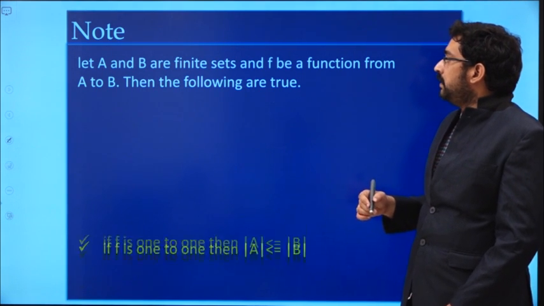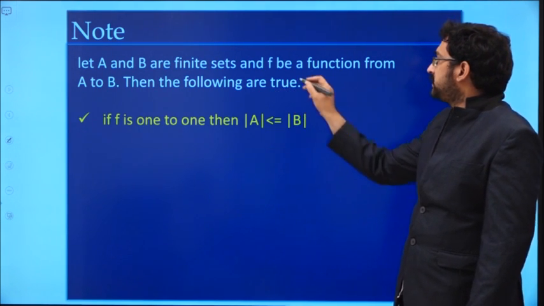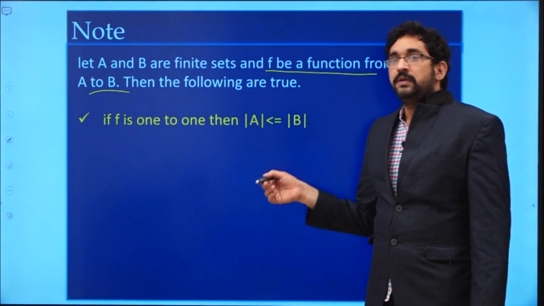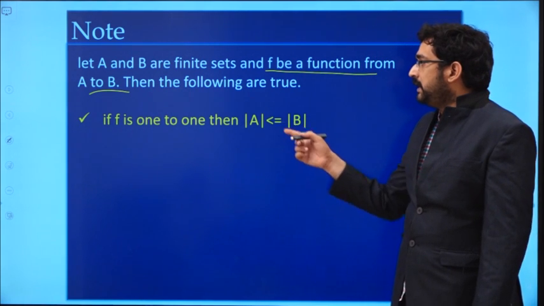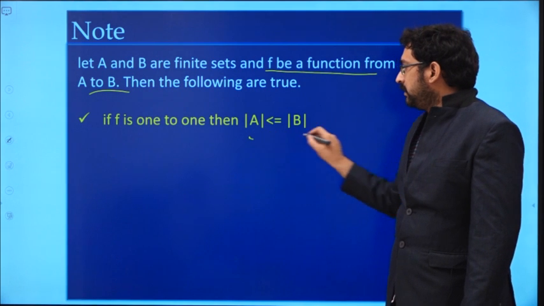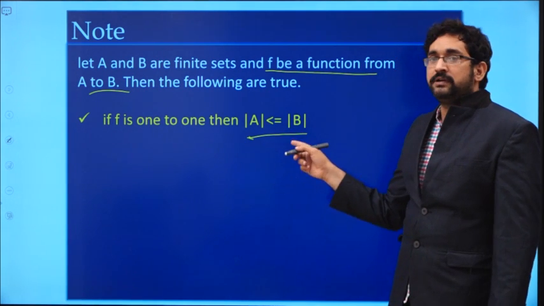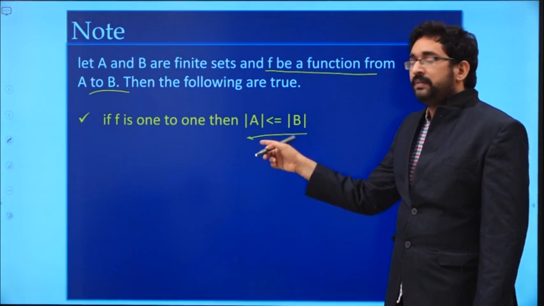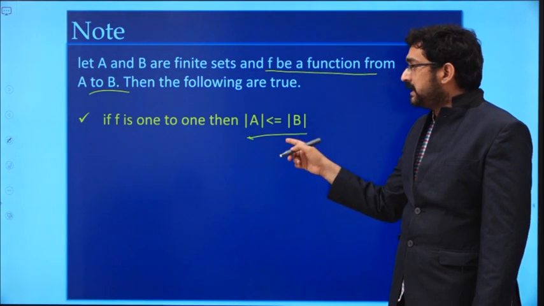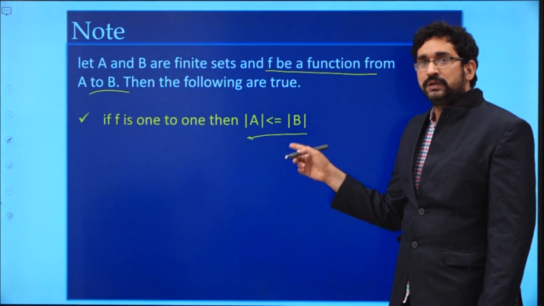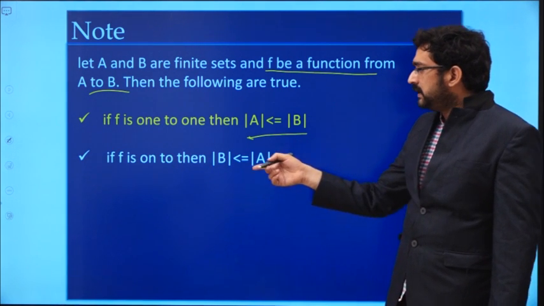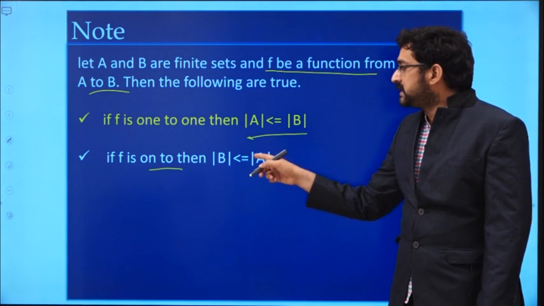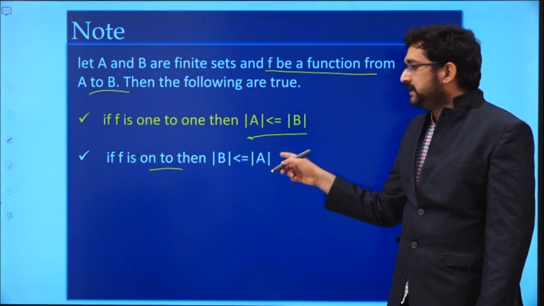Note. If A and B are two finite sets and F is a function from A to B, then the following conditions will be true. If F is a mapping from A to B and F is 1-to-1, then cardinality of A is less than or equal to cardinality of B. That means if F is a 1-to-1 function, then the number of elements in the domain must be less than or equal to the number of elements in the codomain. One more thing: if F is onto, then the number of elements in the codomain must be less than or equal to the number of elements in the domain.